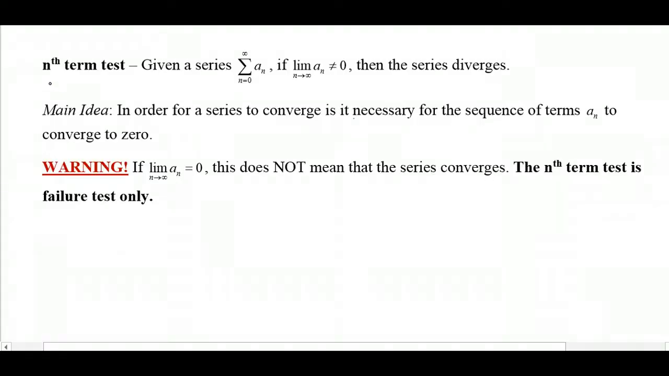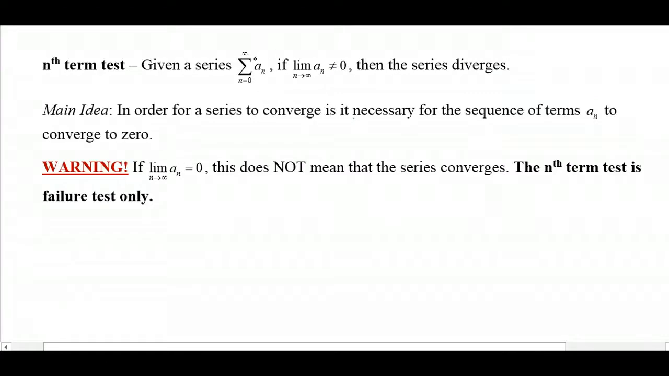Alright, the first test that we're going to talk about is the nth term test, and it's probably the easiest test and yet the trickiest test at the same time. So let's take a look. It says, given a series, the sum from n equals 0 to infinity of a sub n, if the limit as n approaches infinity of a sub n does not equal 0, then the series diverges.